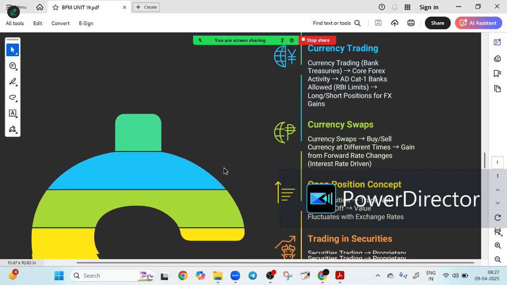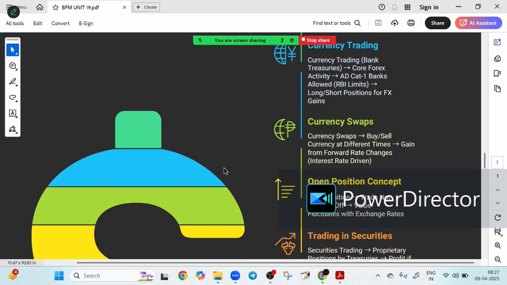Now friends, currency swap. When timing is everything, in a currency swap, the bank buys and sells the same currency at different times, profiting from the interest rate difference. That is called currency swap. The bank is buying currency at one time and selling currency at a different time. Since timing matters, it is a powerful tool to manage forward rate risk and balance exposure.